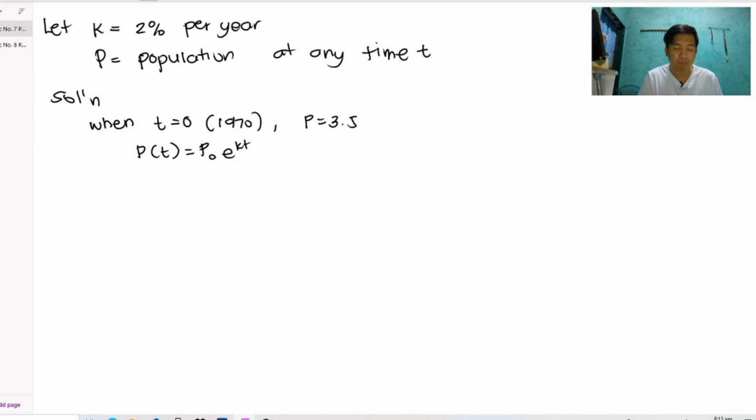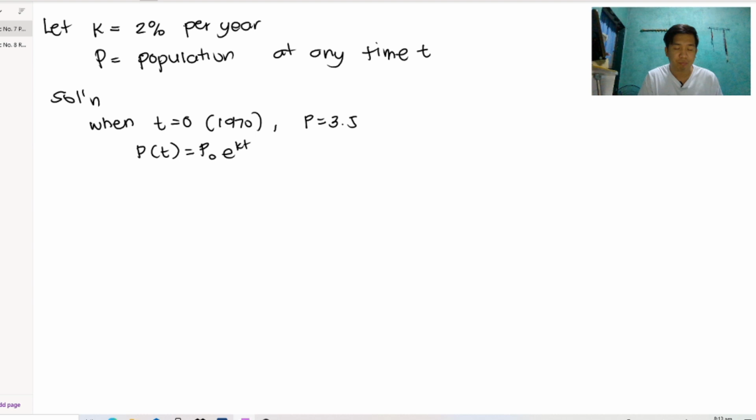So this one is always equal to 1 because any number or any variable raised to 0 is always equal to 1. So our P sub O is equal to 3.5 billion. So the question here is, what is the time that we will reach 50 billion? So when T is the required, P is equal to 50 billion.